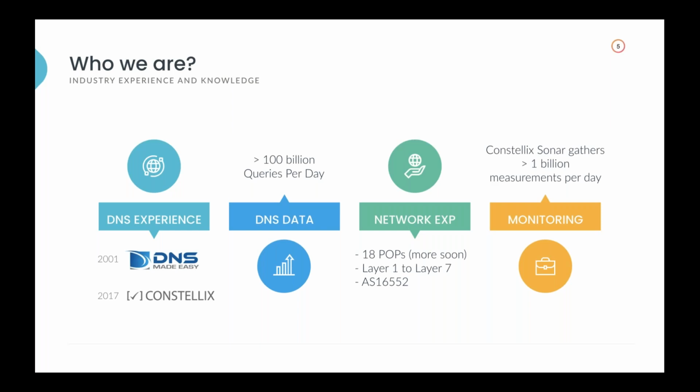Our AS is 16552. You can look at it and see where we're currently peered and everything. And that's really what's going to be powering a lot of the decisions we're making in DNS over the next few years. And then if you look at what else we've done recently in our Constellix Sonar product, we're gathering metrics and measurements on performance. So we're currently gathering over 1 billion measurements per day. So we have over 100 billion DNS queries, and we're gathering right now over 1 billion DNS measurements in Constellix Sonar. We're going to be putting that all together to give people better security and better products and services, right?